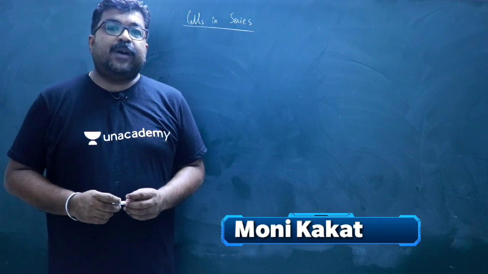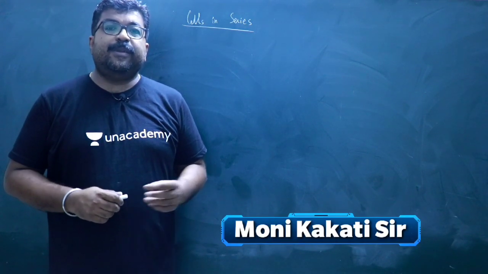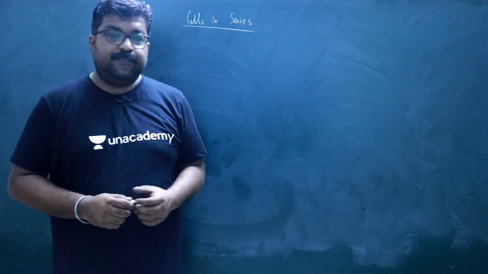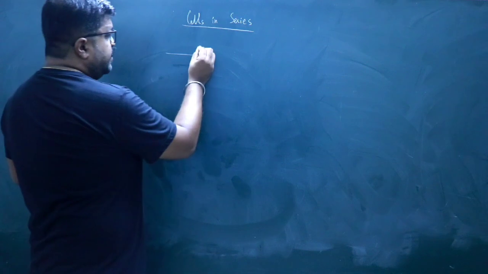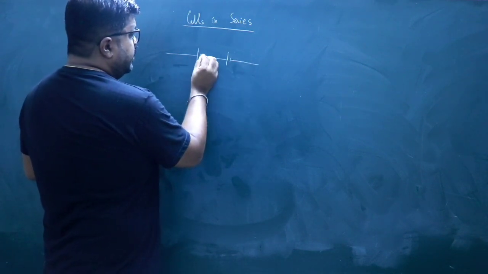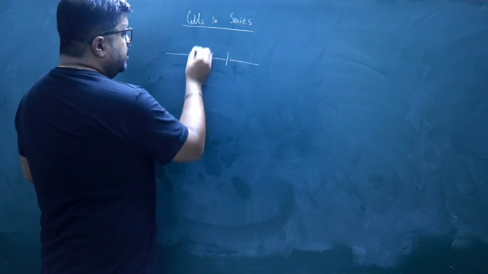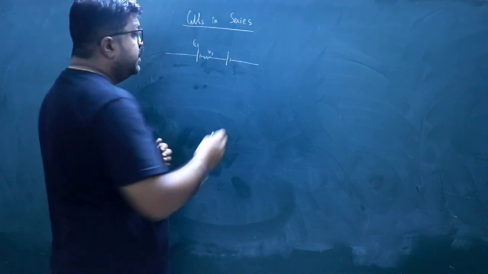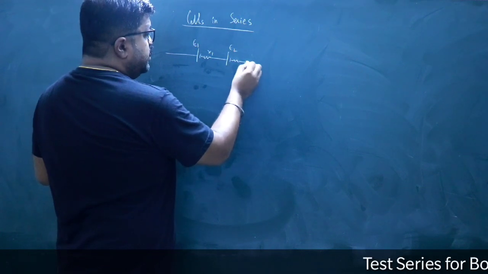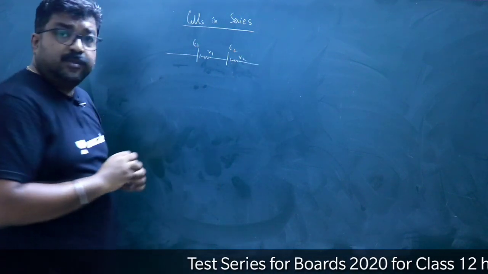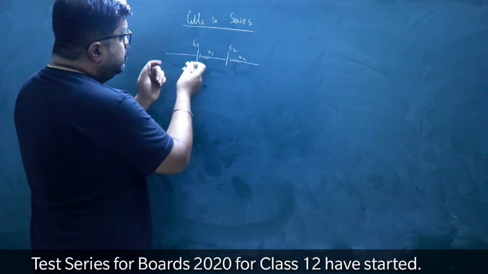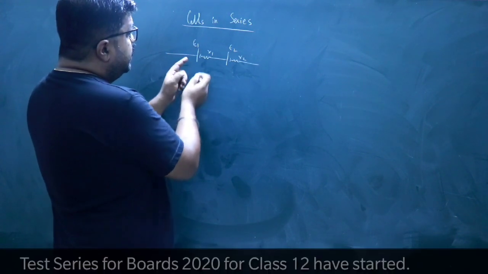In this video, I am going to discuss the concept of combination of cells. First, let us start with cells in series. Now, suppose you have two cells connected in series. This cell has EMF E1 and internal resistance R1, and this cell has EMF E2 and internal resistance R2.